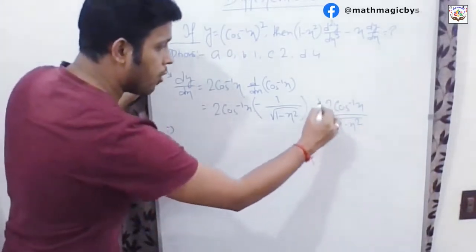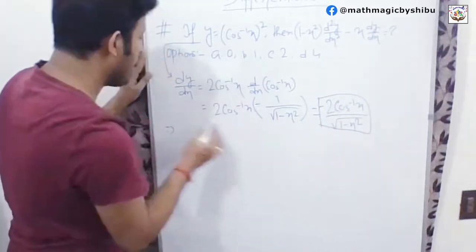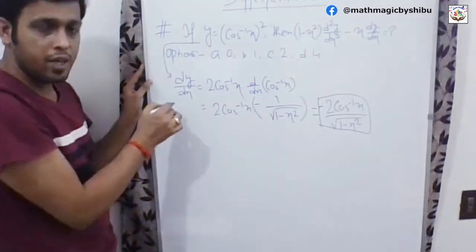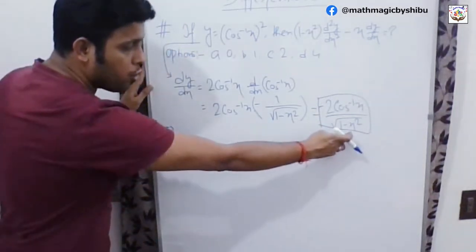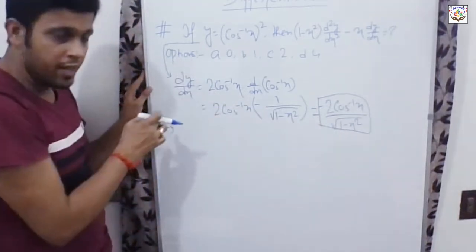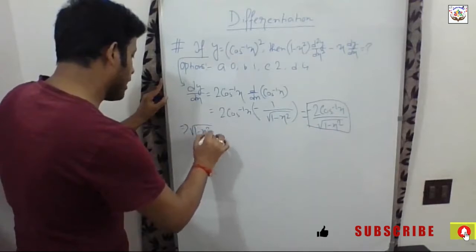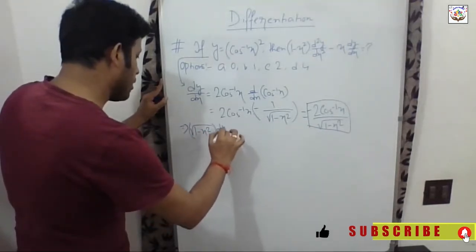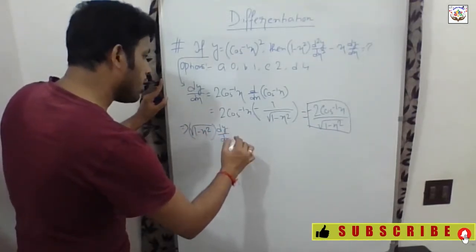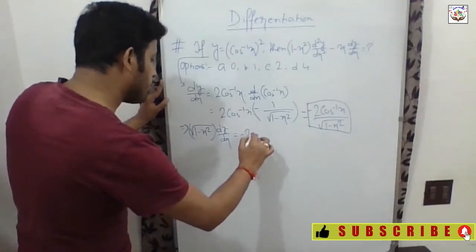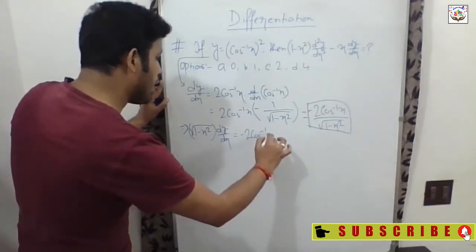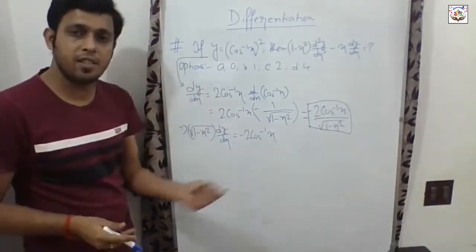So we'll only consider this part in the right hand side, and in the left hand side we have dy dx. So if we cross multiply root over 1 minus x square into the left side, root over 1 minus x square dy dx equals to minus 2 cos inverse x at the right hand side.